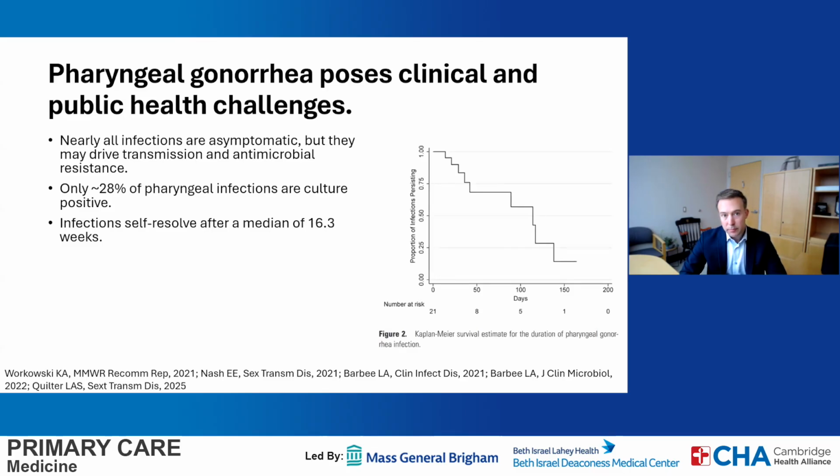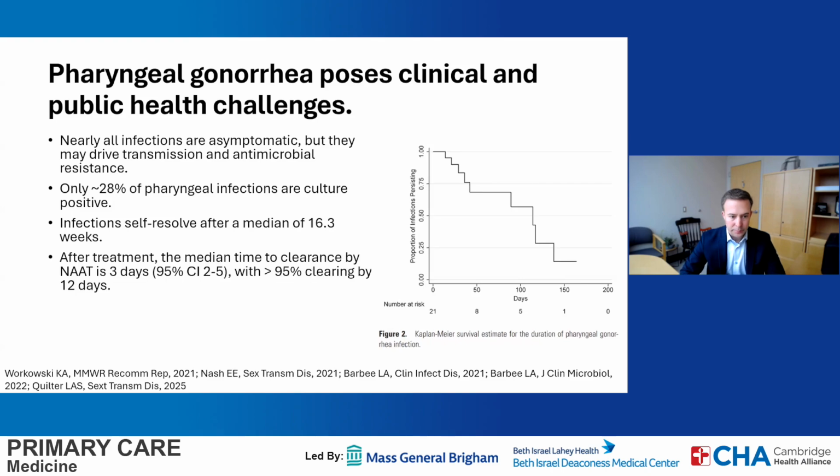Now, these infections can self-resolve, although it may take a long time. This Kaplan-Meier curve on the right is showing you that the median duration of pharyngeal gonorrhea with no intervention is 16 weeks. So people do clear these infections on their own, after an average of 4 months. And then after treatment, the median time to clearance by NAT is 3 days, with more than 95% clearing by 12 days. And so that is why when a test of cure is performed, it is done at 2 weeks or a little bit later.